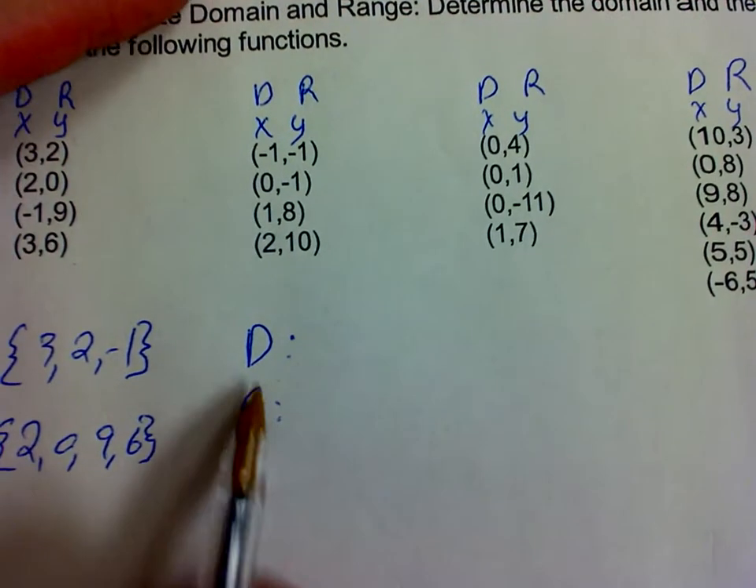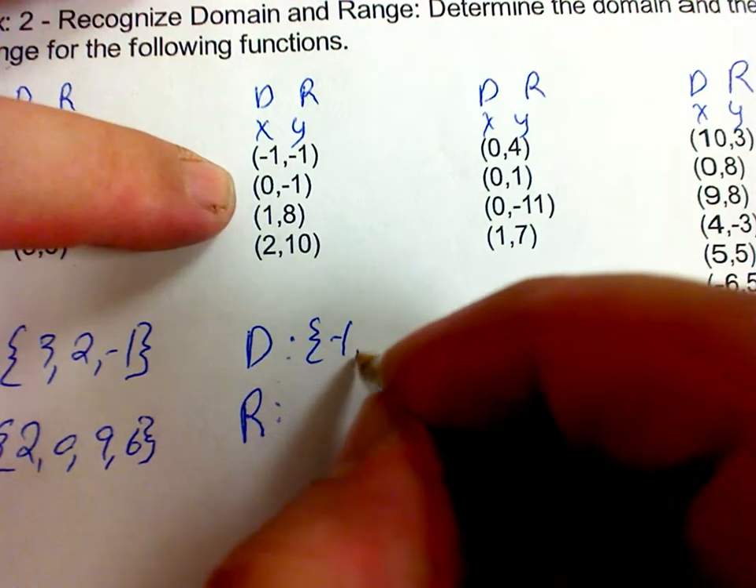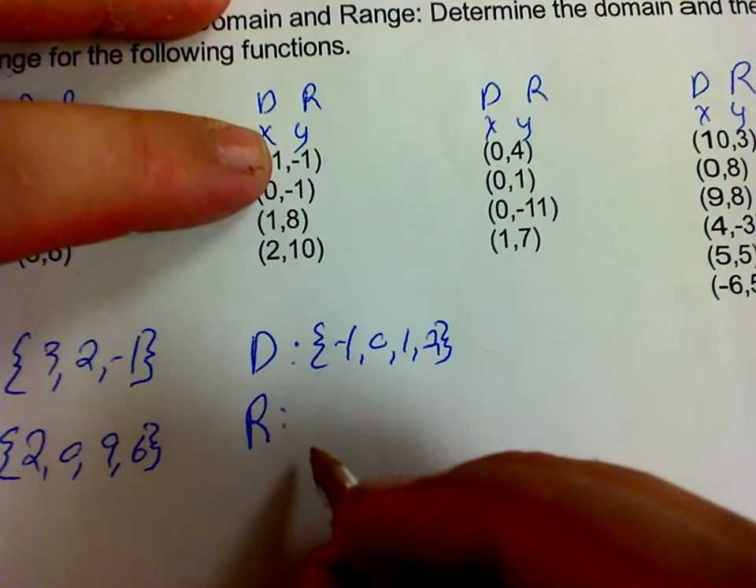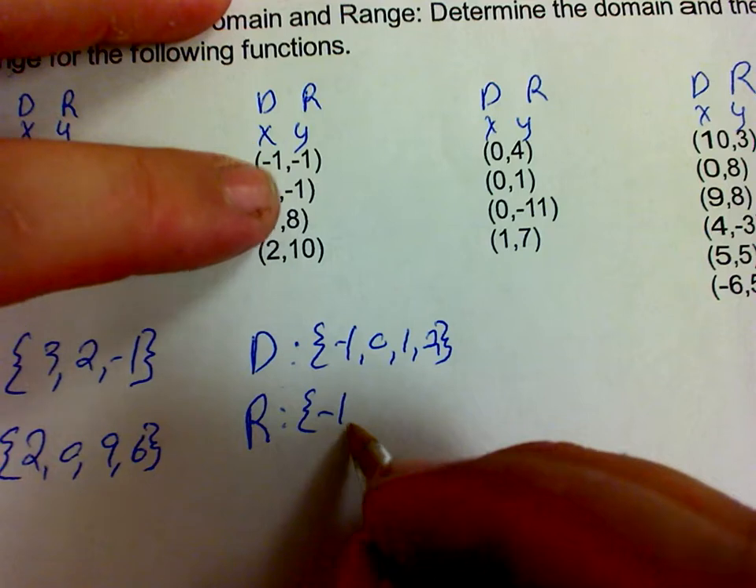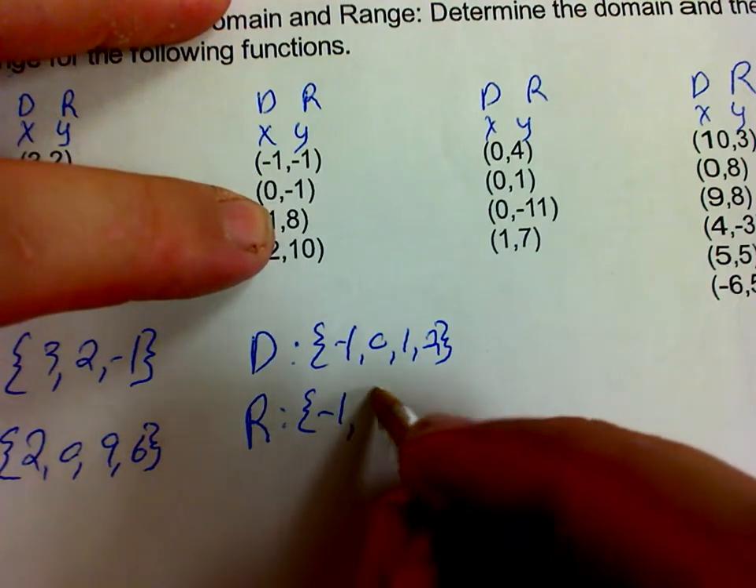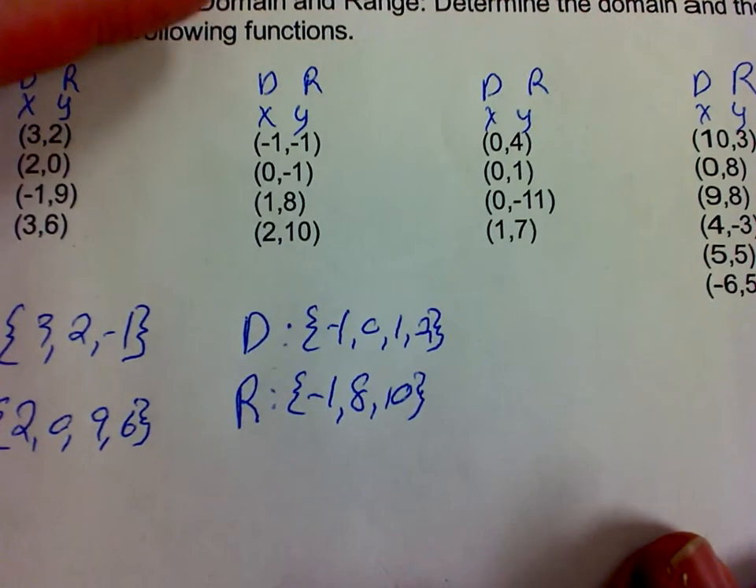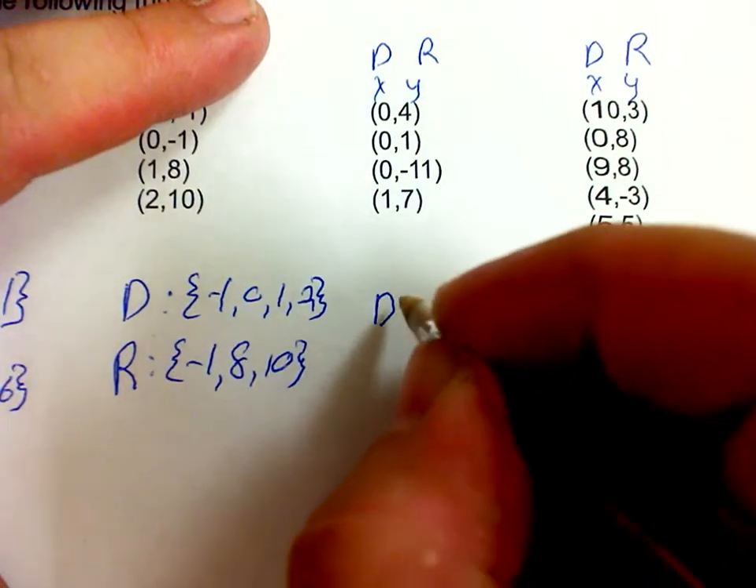Okay, so once again, we look for the domain, the X's here. We have -1, 0, 1, and 2 for my domain. The ranges, we look at the ones here that are the second number in each set of parentheses. -1, we have another -1, so we're not going to write it. 8 and 10.